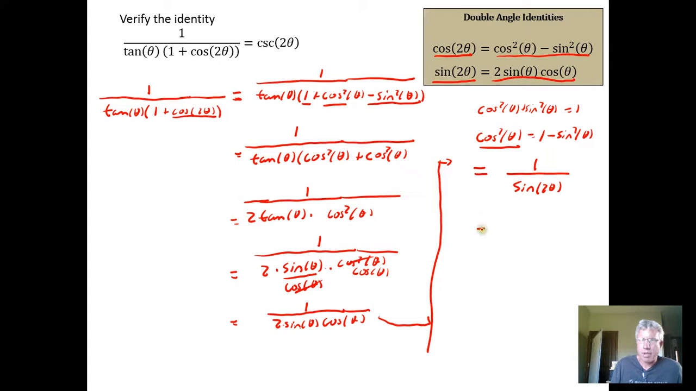And the reciprocal of the sine is the cosecant. So I get the cosecant of 2 theta, which is what we were trying to show. So we were able to show through a sequence of manipulations using established identities that this statement can be replaced with this much simpler statement.